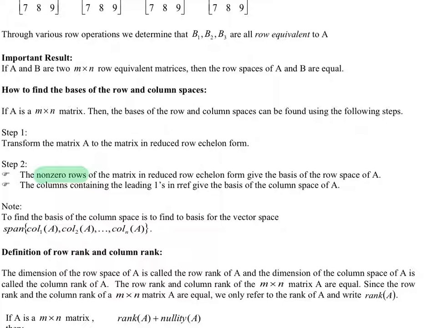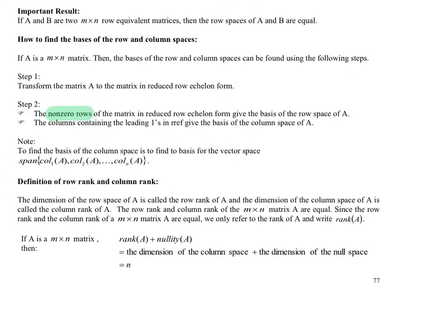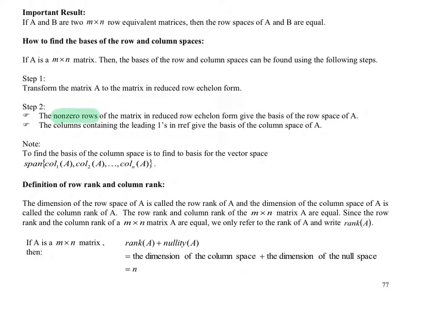So what we actually want to know is what the row and column rank are. The dimension of the row space of A is called the row rank, and the dimension of the column space is called the column rank. The row rank and column rank of the m by n matrix A are equal. Since they are equal, we only refer to the rank of A, and we use this notation.